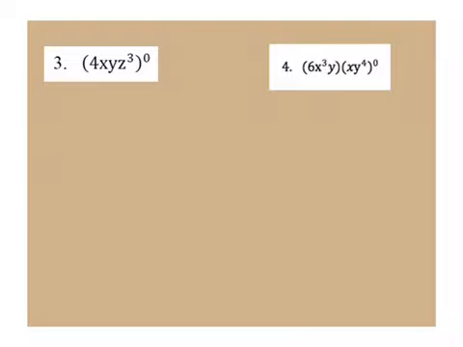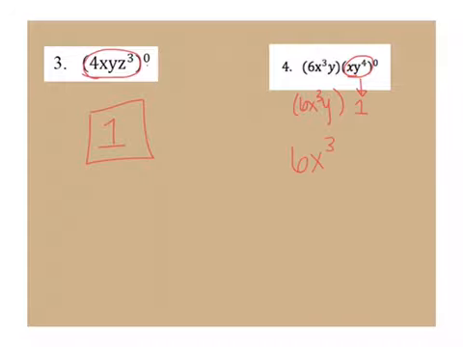Now, example number 3. This is my favorite example to do. Anytime you have anything to the 0 power, so this whole thing is to the 0 power, my answer is going to be a 1, and I'm done. Looking at example number 4 then, this is the only thing that's to the 0 power. So this whole thing right here is going to become a 1. But that still means I have the 6x to the third y over here. So 6x to the third y times 1 is still going to give me 6x to the third y. I only have one coefficient, 1x, 1y. I'm done.